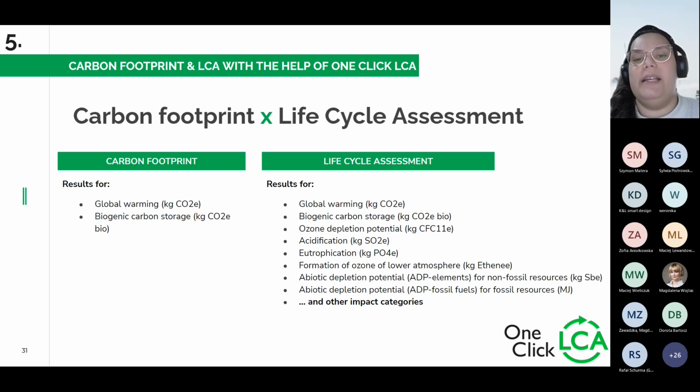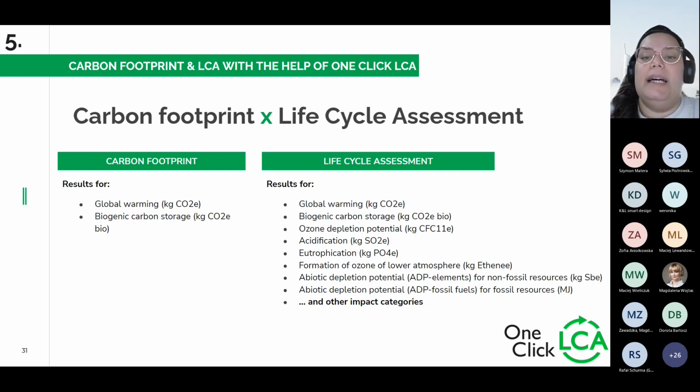Well, the life cycle assessment is first of all the methodology in which we can be calculating the carbon footprint as a result, but also what we call full LCA is a way to conduct the life cycle assessment and have more results from different impact categories than only global warming and biogenic carbon storage, which is the case of the carbon footprint.